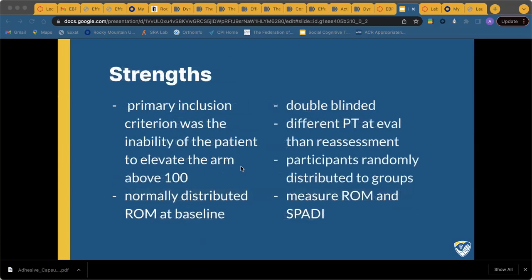Strengths of this article are primary inclusion of less than 100 degrees range of motion, normal distribution at baseline testing between all participants and between groups, double blinding being present, having a different PT perform the initial evaluation versus the PT who performed the reassessment, participants being randomly divided into groups, and a consistent measurement of the range of motion and SPADI scores intermittently throughout the study.